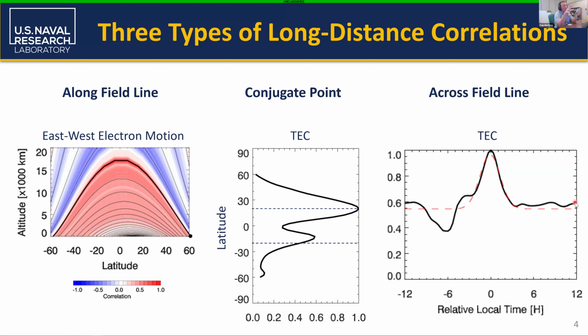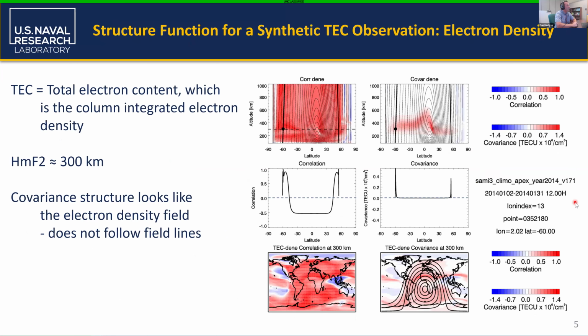But all these long distance correlations have various effects on your data simulation. And so let's look at a few single ob increments just to get a handle for how you can see long distance correlations in single ob increments. So in these plots, we're looking at a single ob increment for a synthetic TEC observation and trying to update electron density.